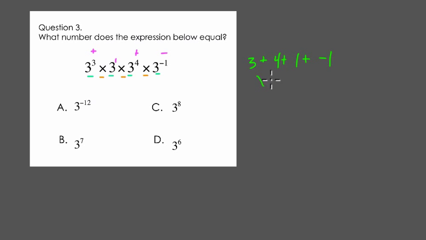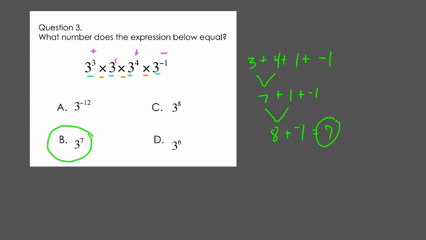And if we add this, we get 7 plus 1 plus negative 1. 7 plus 1 is 8. Plus negative 1, that is 7 altogether. So here, the exponent should be 7 in our answer. The base should be 3, because we're just counting the number of 3s we have. And here, right, we get our answer, B, 3 to the 7th power.